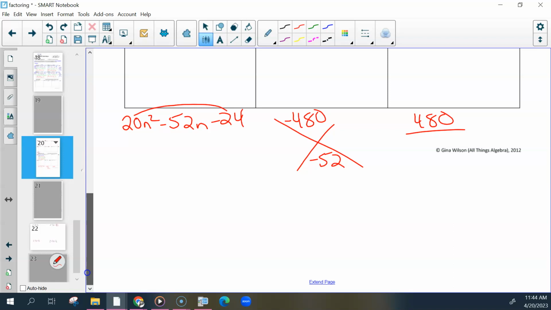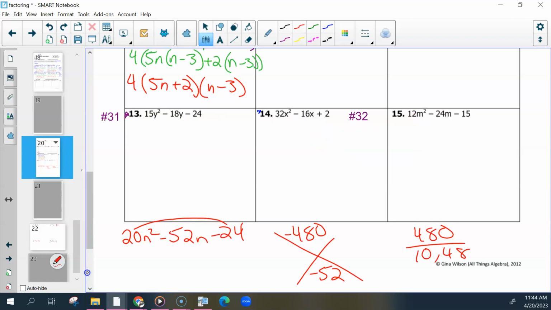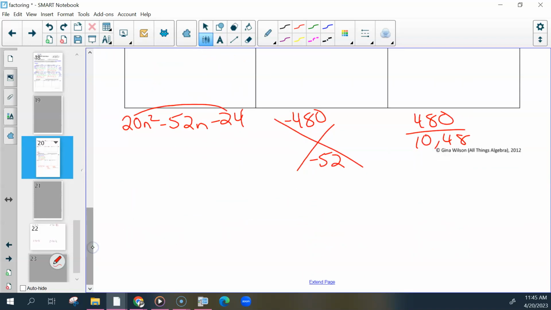Let's try the middle of those, 10. If I divided this by 10, that would be 10 and 48. Could I make one of those negative and add or subtract them together to get 52? Negative 52? No. So then from there, I can either go up or go down. So can 480 be divided by 9? What about 8? What would that be? 8 and what? Could we make one of those negative and add or subtract them together to get negative 52?